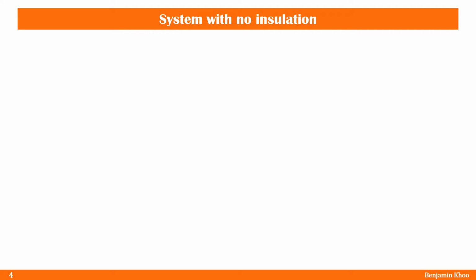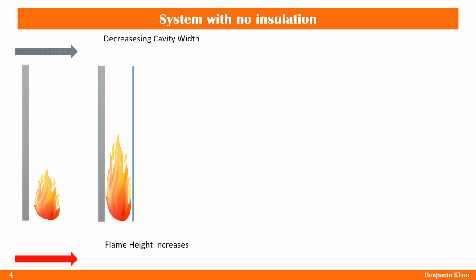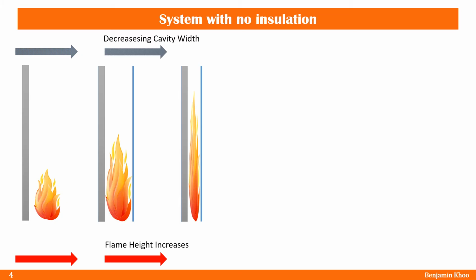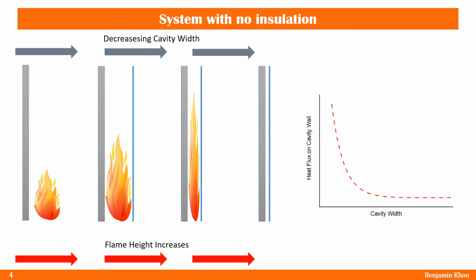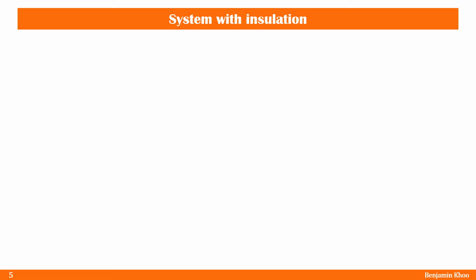When the facade system does not have combustible insulation, flame height tends to increase with decreasing cavity width until the widths are small enough to suffocate the fire of oxygen. This decreasing cavity width and increased flame height results in an increase in heat flux on the cavity wall due to irradiation, making the system more vulnerable to fire spread.